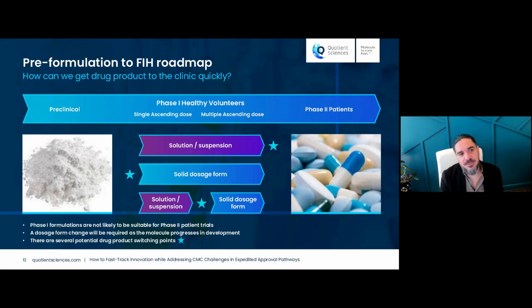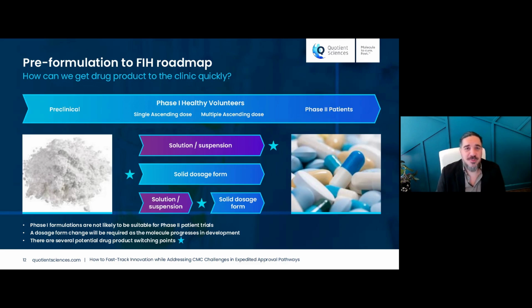The second strategy we can employ is to start the first in human study with the long-term goal in mind. You can develop a solid dosage formulation, which could have legs and possibly be pushed into phase 2 that's suitable for those patient studies. However, in the absence of any existing human data, there are some inherent risks and uncertainties with taking that approach. There's also quite a bit of CMC investment at the front end for this approach prior to initiating any studies in your first in human.